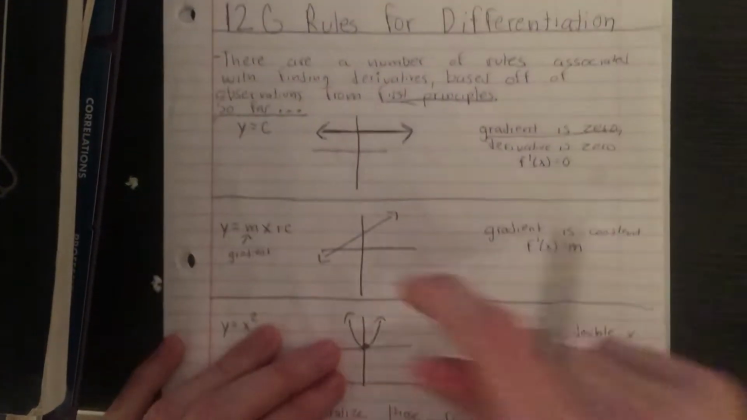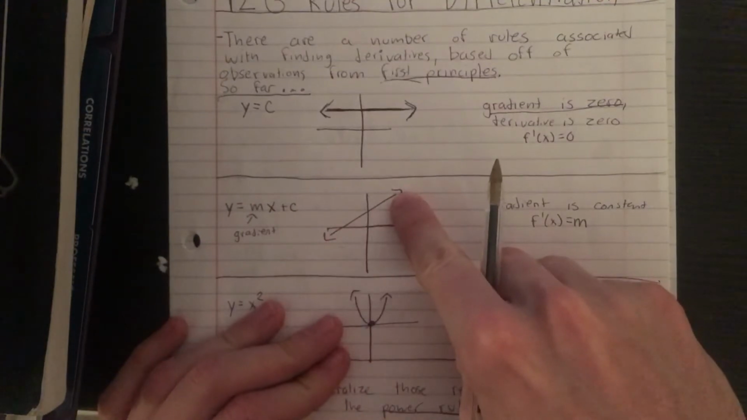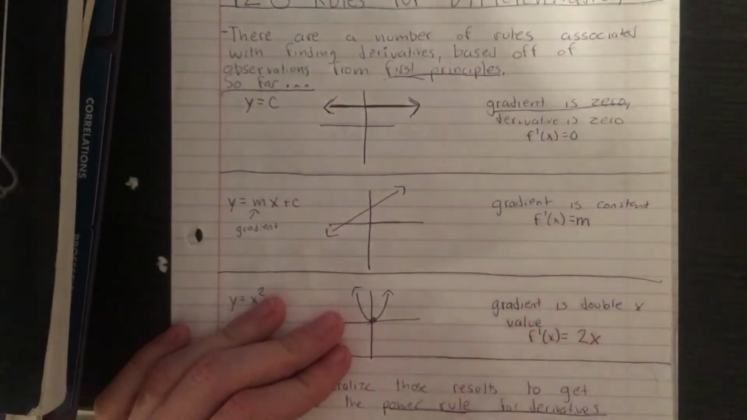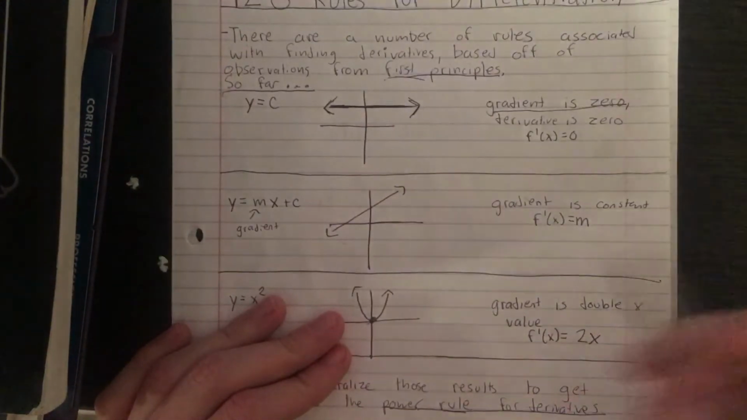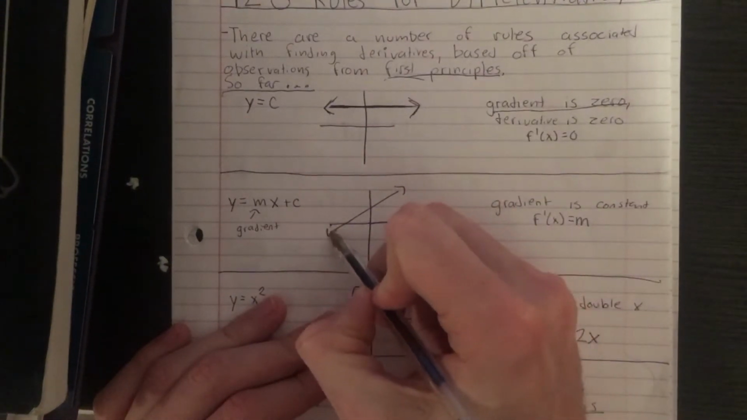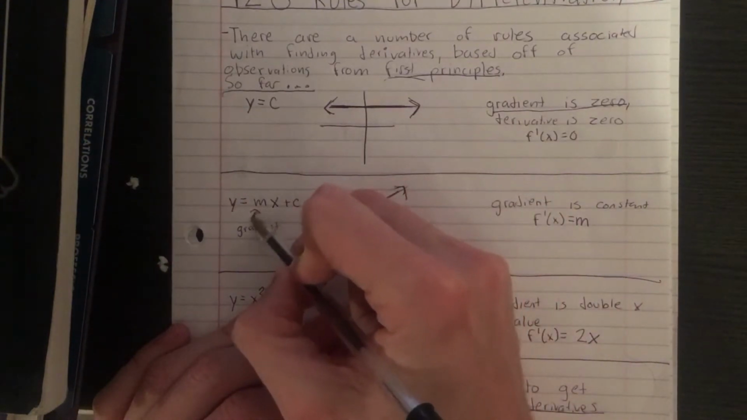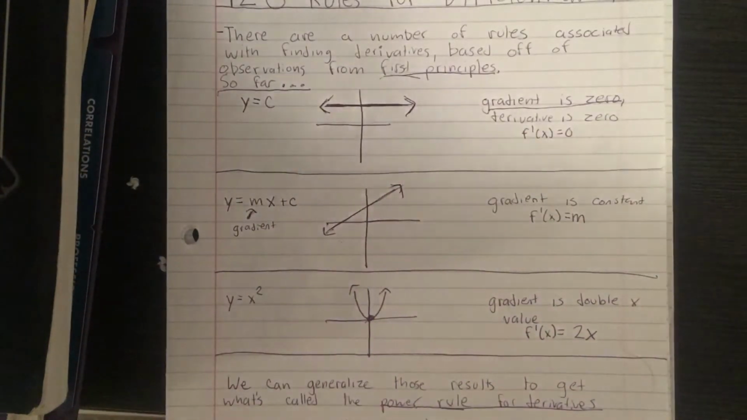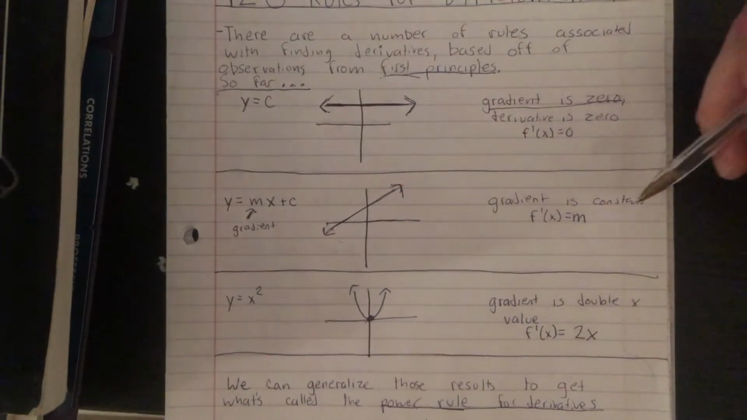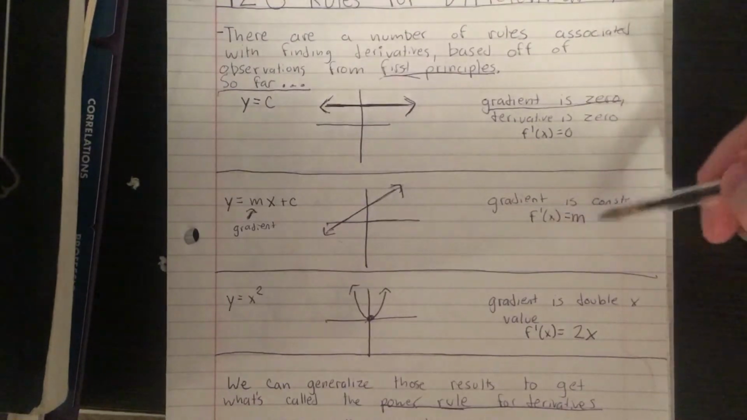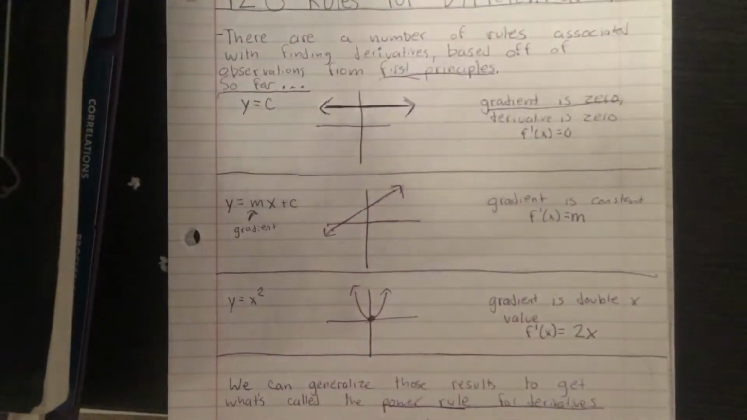So for a straight line, you'll typically see this as y equals mx plus c or y equals mx plus b. This is slope-intercept form. The gradient of something in slope-intercept form is just the slope there, the value of m. So the gradient for this is a constant number, and it's just whatever the slope of this line is.